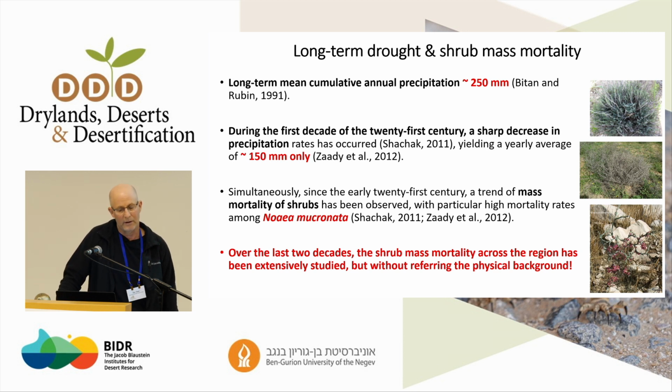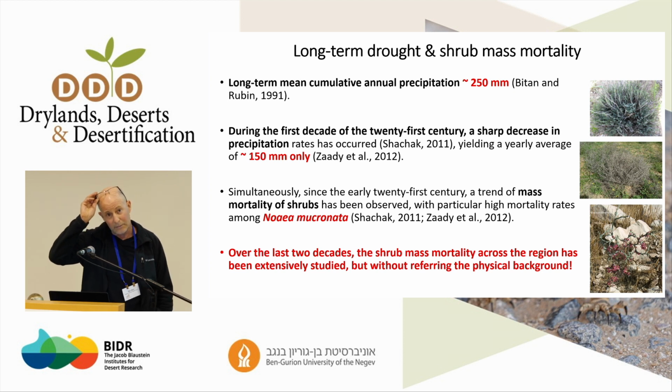of shrubs has been observed, with a particular impact on the Noaea mucronata, which you can see its pictures over there. So over the last 2 decades, the mass mortality of shrubs has been extensively studied, but almost without referring to the physical background.